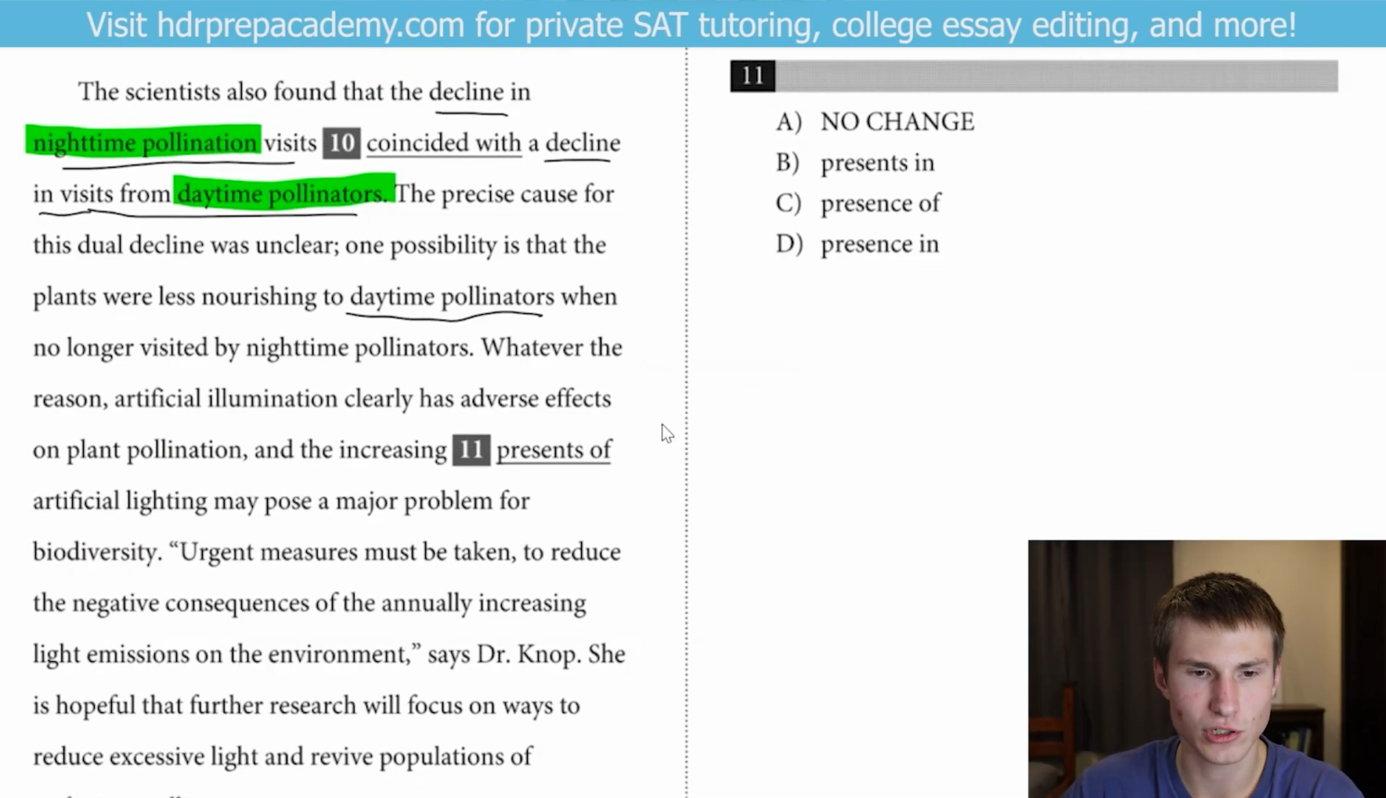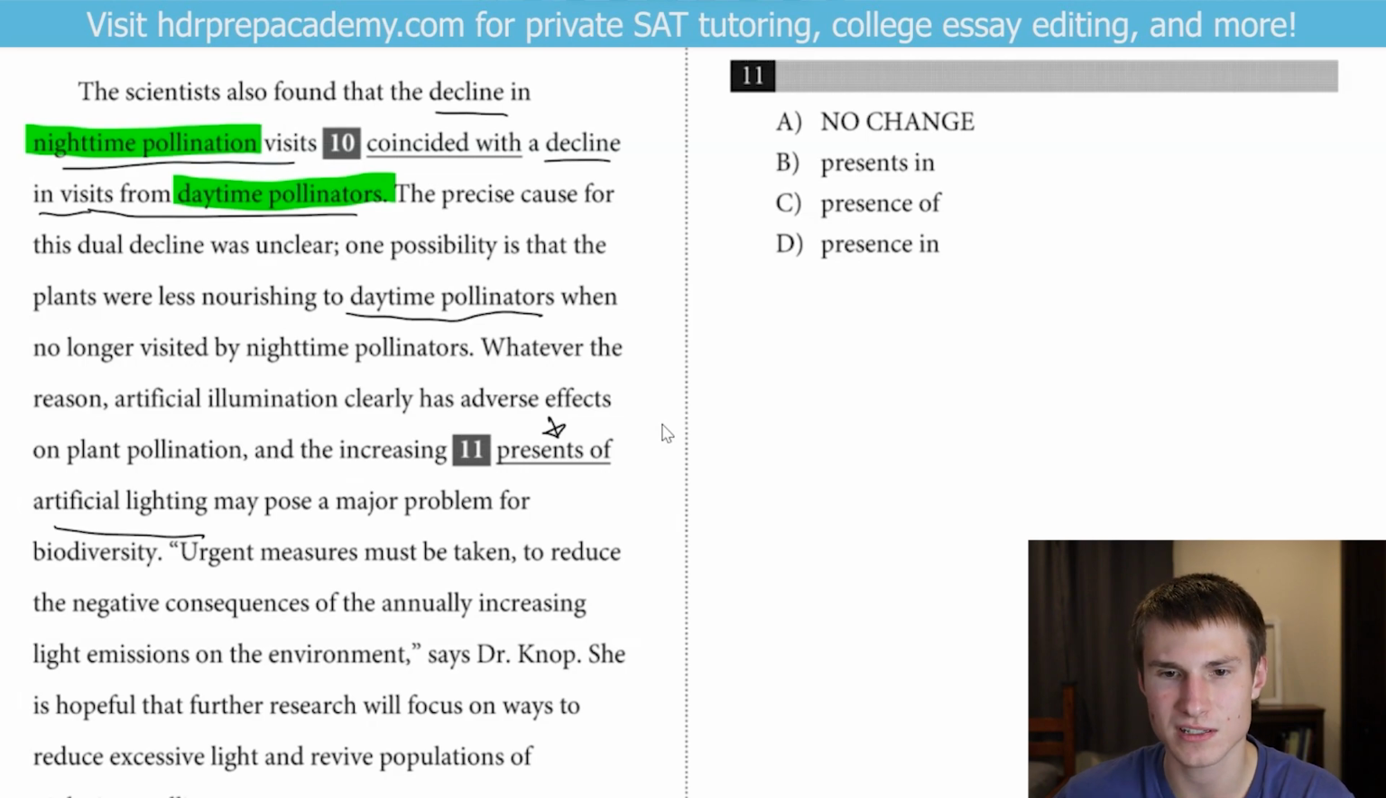Whatever the reason, artificial illumination clearly has adverse effects on plant pollination and increasing presence. Okay, keep in mind that when we're saying presence of artificial lighting, it's not presence like you would get at Christmas.